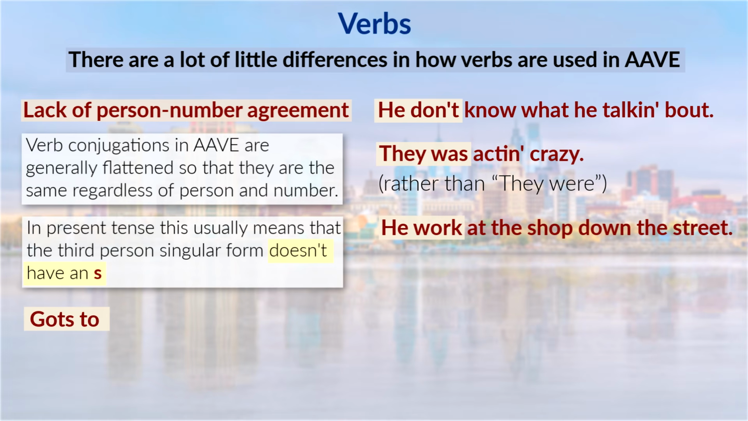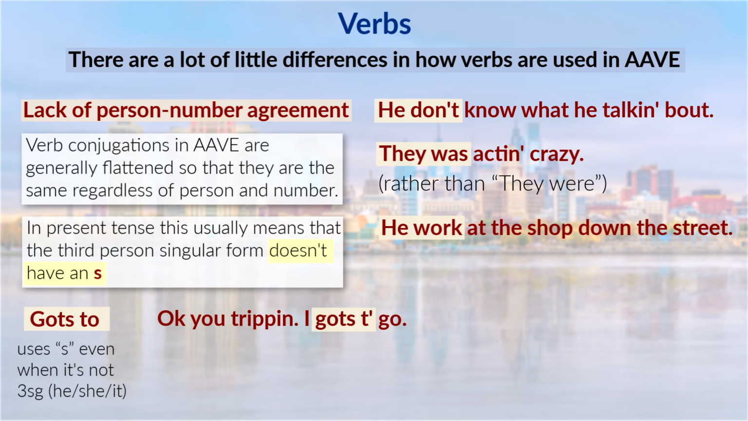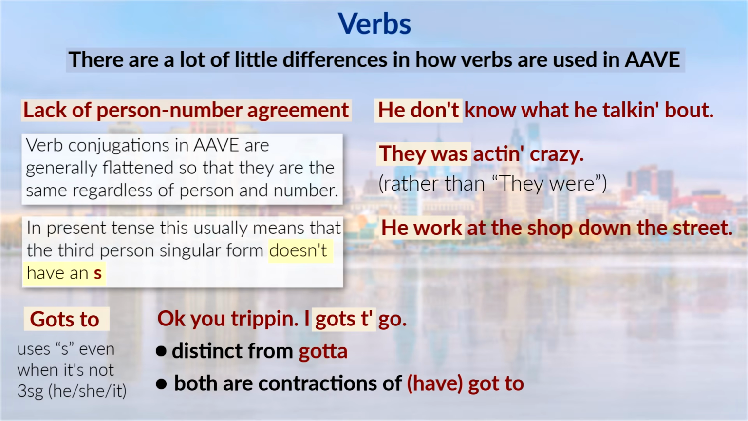A common expression that seems to contradict this rule is "gots to." "Okay, you tripping. I gots to go." Notice the S on gots even when it's not in the third-person singular. Gots to seems to have developed as distinct from gotta, both being contractions of have got to. Gots to is more emphatic than gotta.